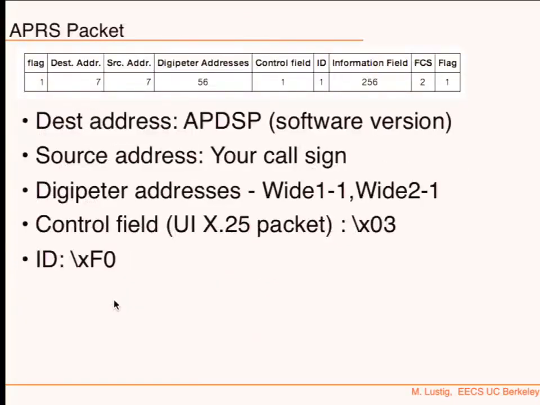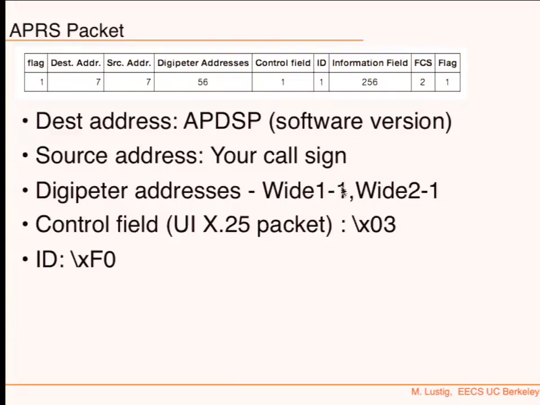Okay, so an APRS packet looks the same, right, like AX.25. For the destination address, we're going to use APDSP. That's the software version for this class. We haven't authenticated it, but we're just going to use this. An APRS receiver only tries to decode packets that start with AP. If it doesn't start with AP, most commercial products will ignore the packet that you're sending. So at least start with an AP. The source address will be your call sign.